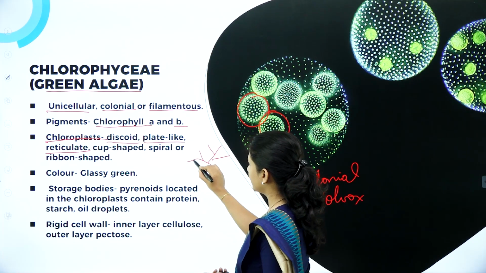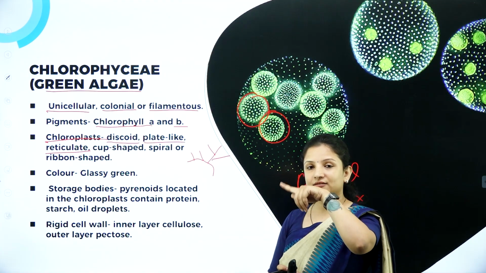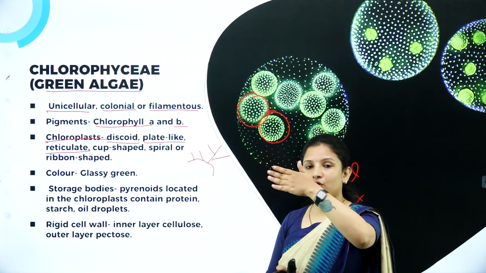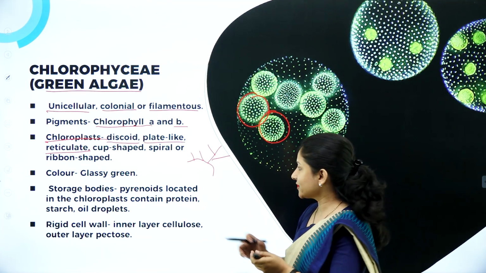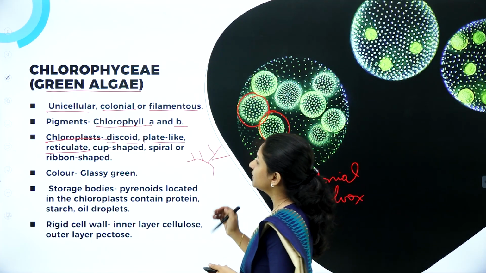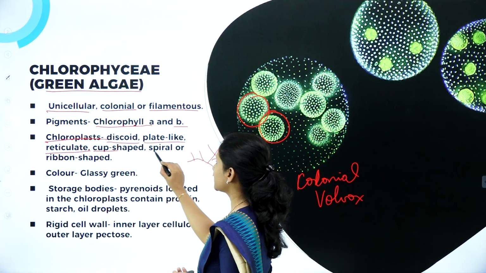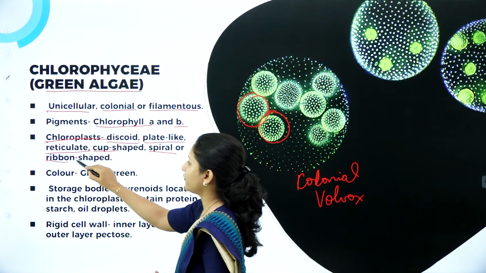Have you seen a leaf? When you hold a leaf of a dicot plant in the sun and have a look at it, you can see venations like this. So this is nothing but reticulate. The structure is called reticulate. So it can be reticulate, it can be in the shape of a cup, or it can be in the shape of a spring, or it can be in the shape of a ribbon.